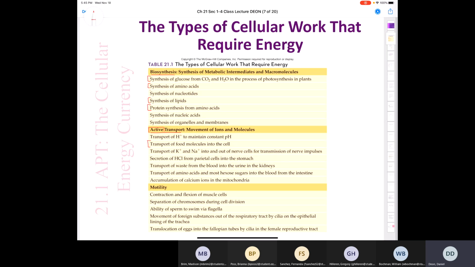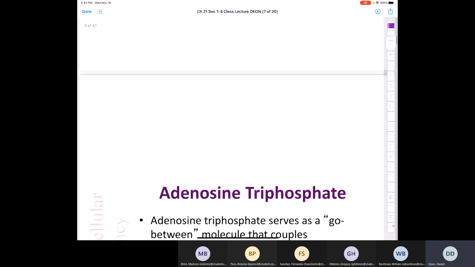What else? It's probably the best one in there anyhow. And then motility, well, of course, to make your muscles move, that's going to require some energy. Anyhow, these are just some types of cellular work that require energy that I cherry picked. Of course, these are all perfectly legitimate reasons as to why living organisms require energy.